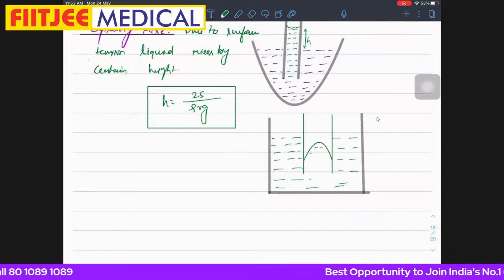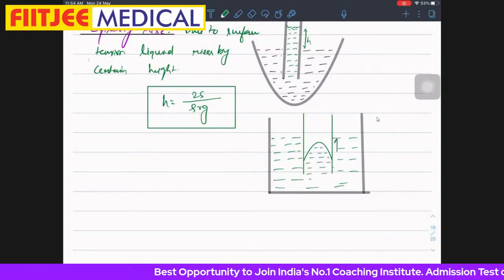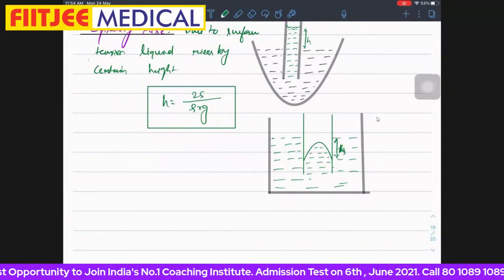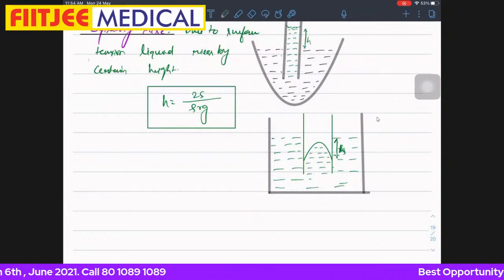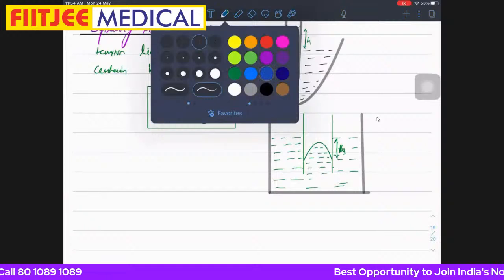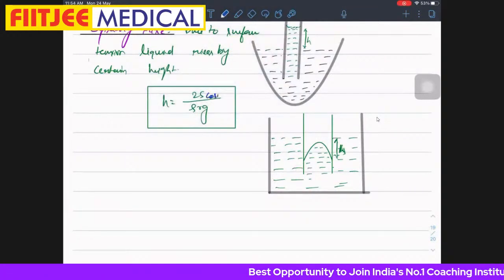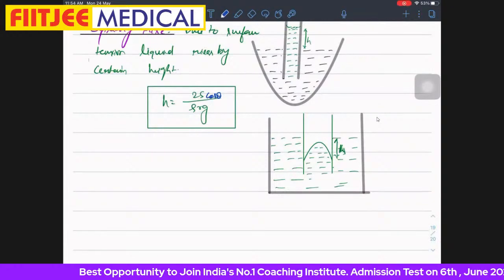Here instead of rising, liquid will go down. Here also this H will be given by the same thing. H will be equal to 2S by rho rg. This is basically 2S cos theta. In case of water, theta becomes 0 degrees. So H is 2S cos theta by rho rg.